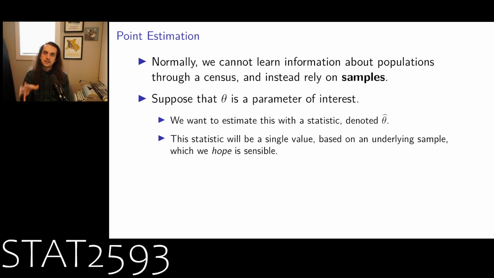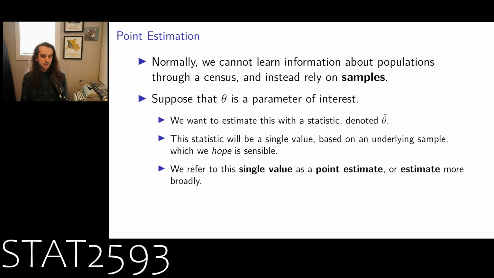Now, this single statistic that we're going to be computing is going to be some single underlying value computed based on the sample that we have, and we're hoping that it's going to be some sensible value. We hope that it's going to be close. We're hoping that we're not at the party pinning the tail on the donkey and having all of our friends laugh at us, right? We're hoping that we're going to get close to what's actually happening.